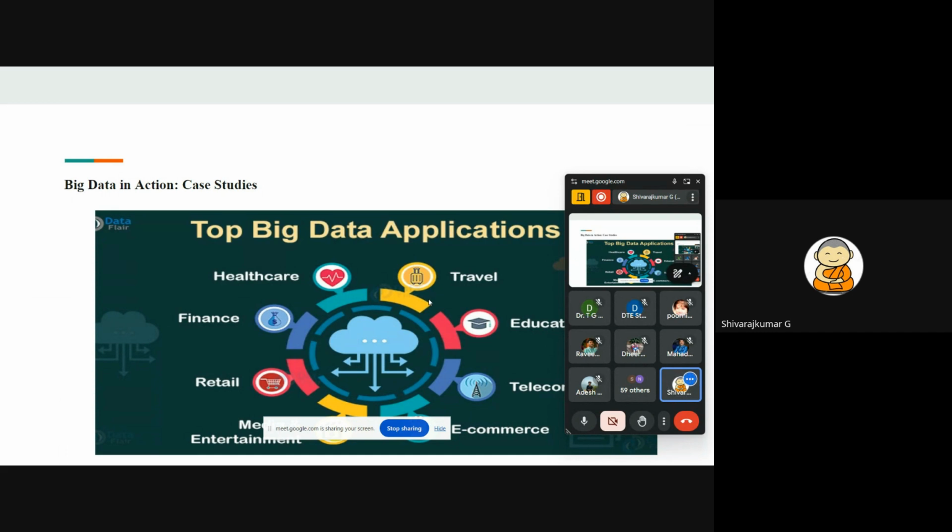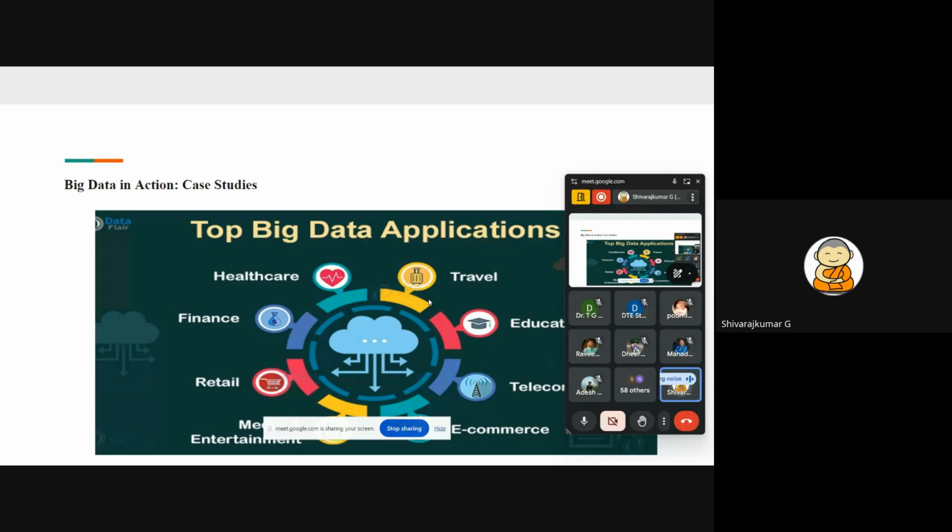And when it comes to entertainment, big data plays a very big role. For example, when you are watching YouTube, it will recommend videos. YouTube may not take only your watch history; it may collect data from Instagram and various other sources, and it will recommend the videos.